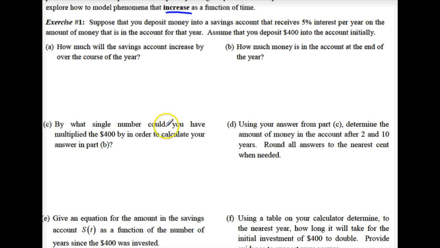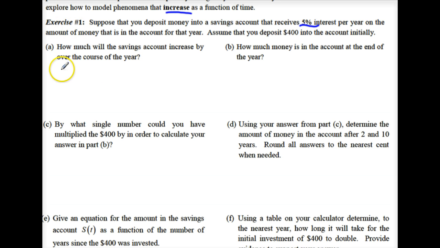So in our first example, let's just take a simple basic look at this. It says, suppose you deposit money into a savings account that receives 5% interest per year on the amount of money that is in the account for a year. Assume that you deposit $400 into the account initially. So you went to the bank and you put $400 into the account. How much will the savings account increase by over the course of a year?